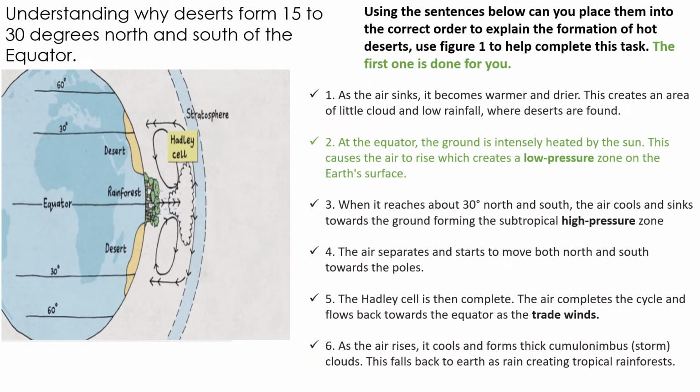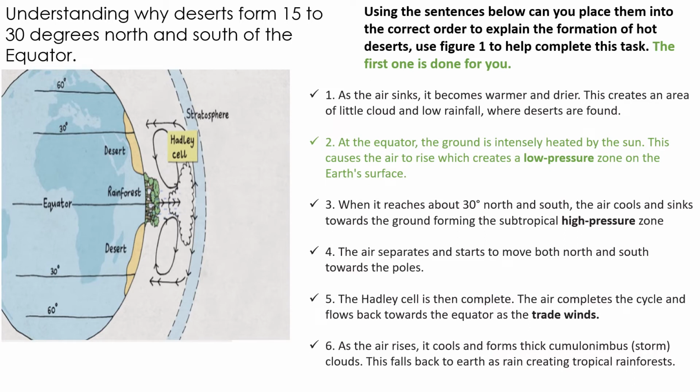So we need to understand why the deserts form between that band of 15 to 30 degrees north and south of the equator. Now, atmospheric circulation plays a really important part in this, and we've actually looked at this in a number of our different topics. Atmospheric circulation is the reason why tropical storms form where they do, and why rainforests are found along that band along the equator.